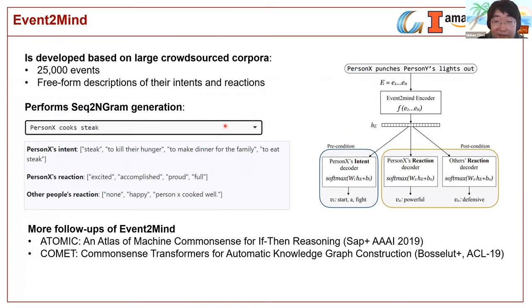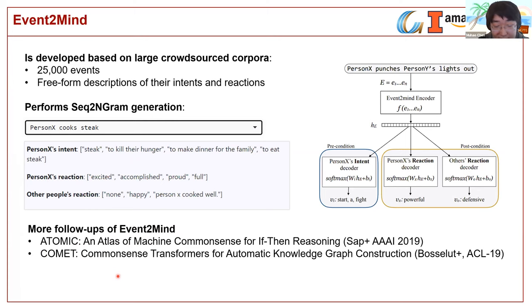For example, given the event of person X cooks steak, it can predict some intentions like to kill their hunger, to make dinner for the family, to eat the steaks, and so forth, and also similar predictions about reactions and other people's reactions. It is noteworthy that the resources contributed in this Event2Mind work later supported important works in common sense inference, for example, ATOMIC and COMET. And this work will be introduced by Hongming in the next section of the talk.